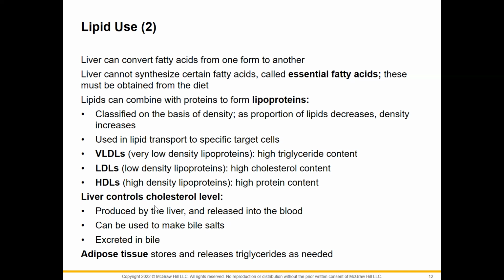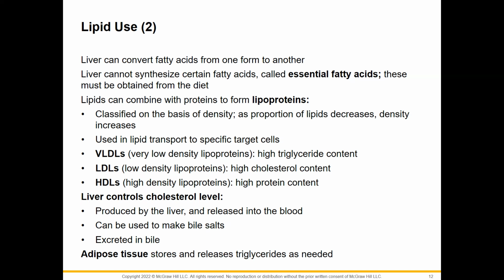The liver does control how your body creates cholesterol. So cholesterol is produced by the liver and then it's released into the bloodstream. Remember, I told you before that all animals make cholesterol. Plants do not make cholesterol.